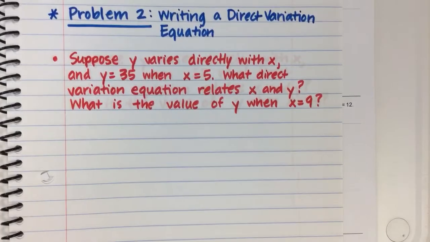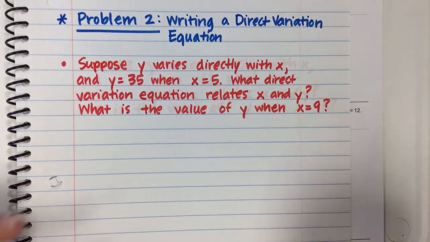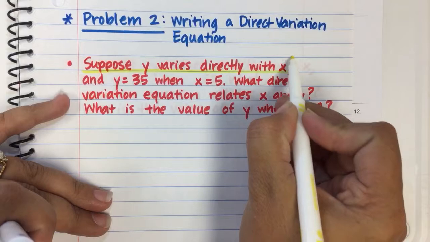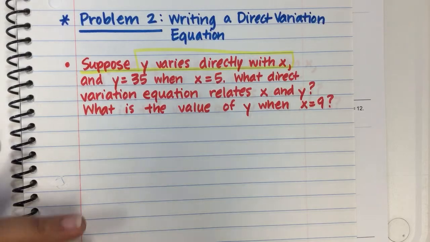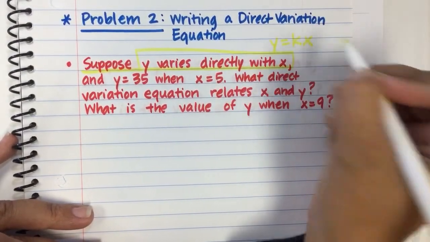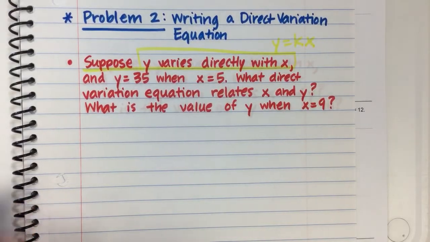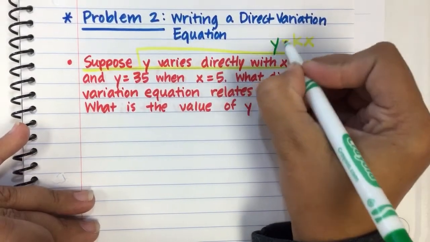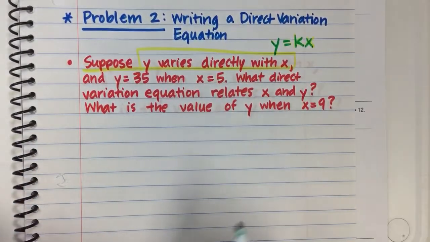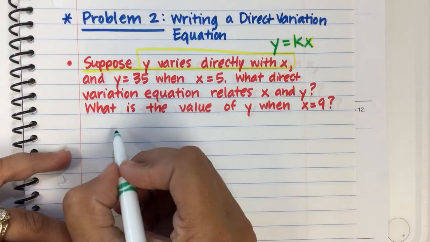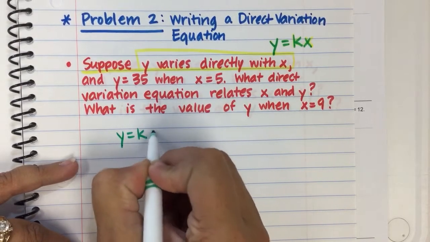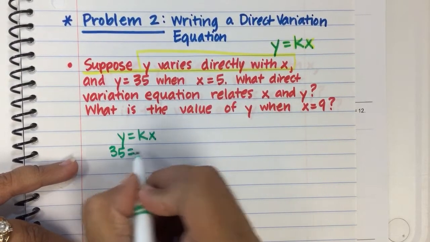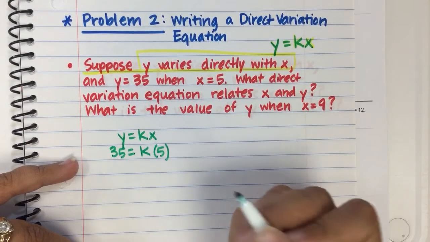All right, problem type 2. Suppose y varies directly with x. This is your clue that you're dealing with direct variation. That makes you immediately think y is equal to kx. When I see suppose y varies directly with x, I should be thinking y is equal to kx, because that is a direct variation. Suppose y varies directly with x and y is 35 when x is 5. Okay, stop right there. Plug that in. Y equals kx. Y is 35 when x is 5.